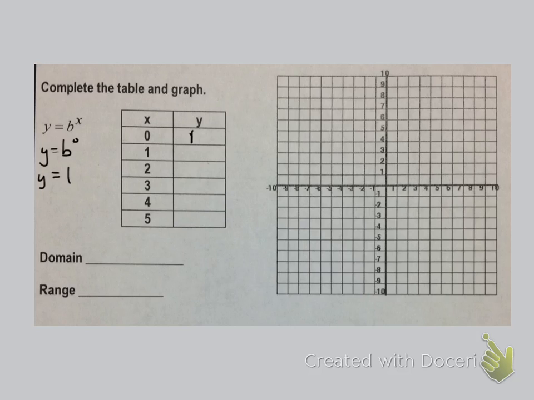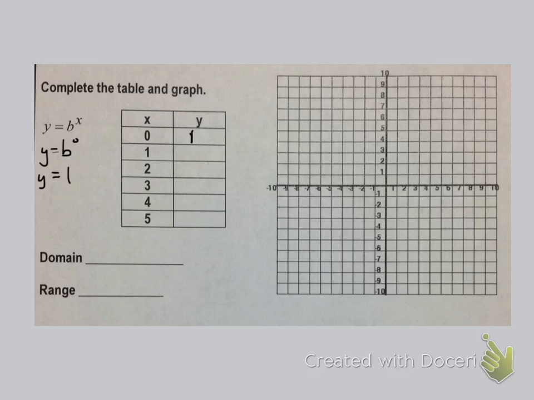Wait, why would it be 0 though? Because x would be 0. Why would x be 0? Because it's in that table that says x is 0. Oh, okay. Now, in order to solve this, we can't have b to the x.